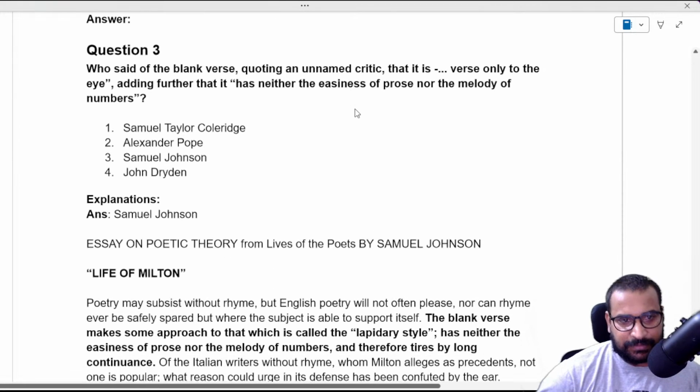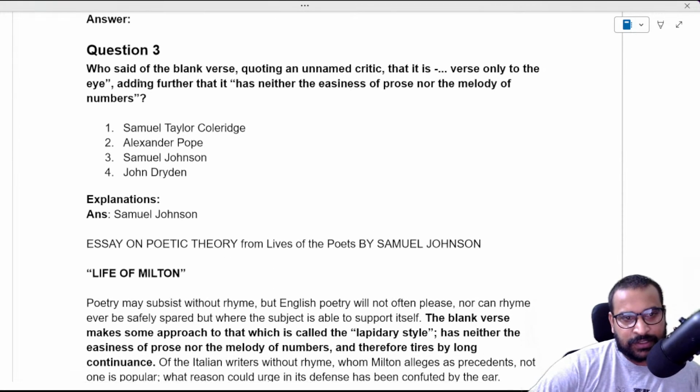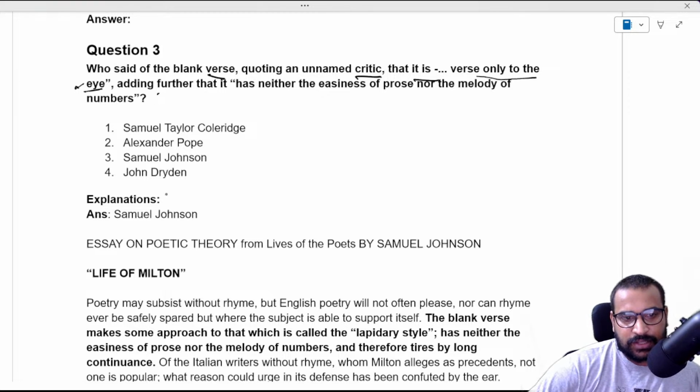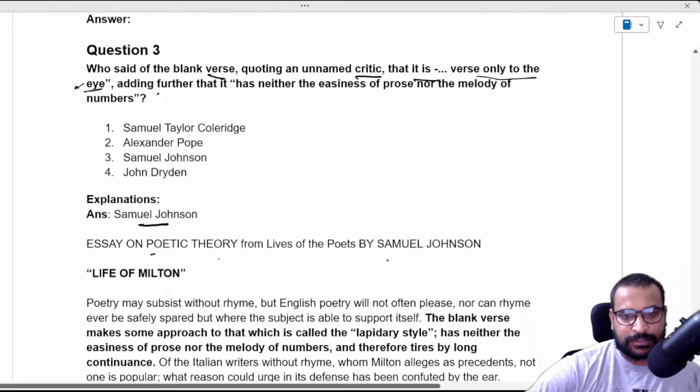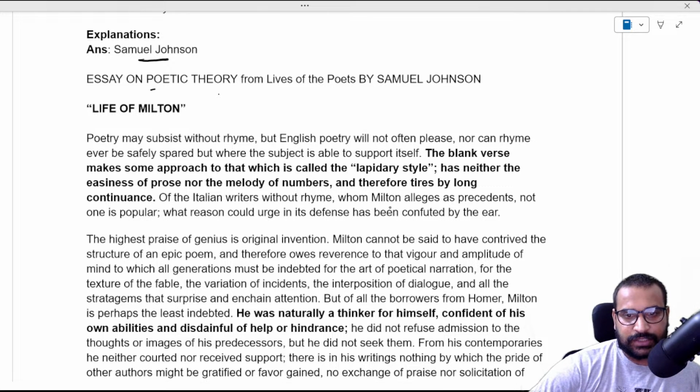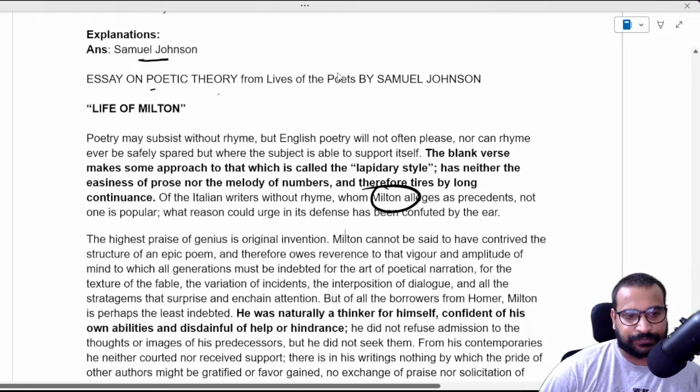And then we have question number 3, which is about who said of blank verse, quoting an unnamed critic, that it is verse only to the eye, adding further that it has neither the easiness of prose nor the melody of numbers. So actually it was Samuel Johnson, in his essay on poetic theory, especially on Milton. So that's why it's very important.